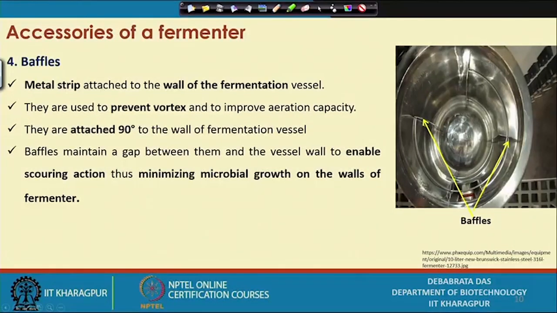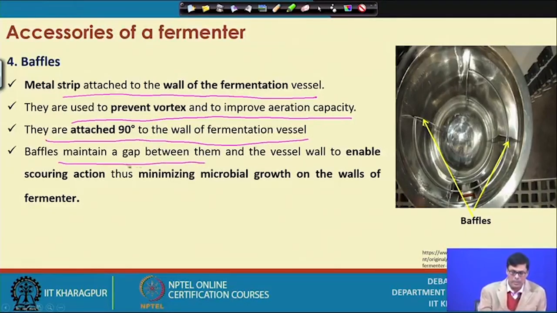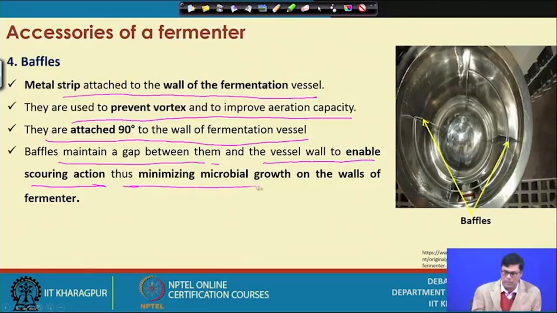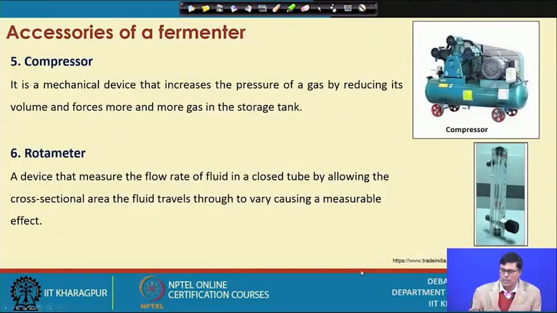So this is the metal strip attached to the wall of the fermenter, the baffle. They are used to prevent the vortex and to improve the aeration capacity. They are at 90 degrees to the wall of the fermentation vessel. Baffles maintain a gap between them and the vessel wall, enabling a scouring action and thus minimizing the microbial growth on the wall of the fermenter. This is why we have the baffles.